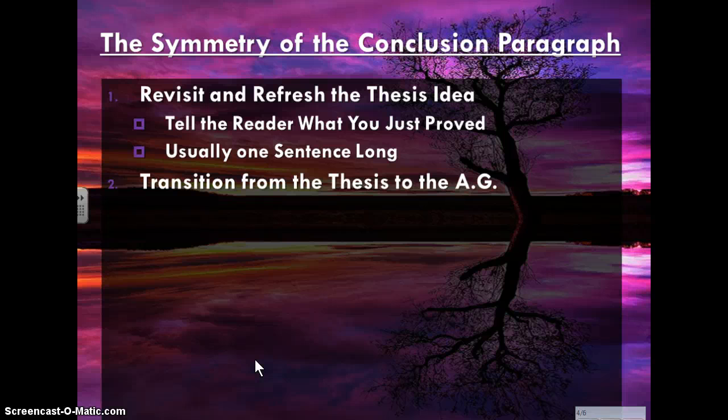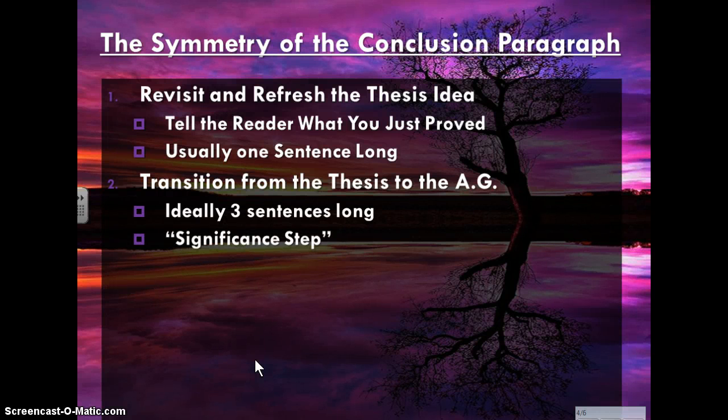The second part of the conclusion paragraph is going to be the transition sentences. Similar again to the introduction, you are transitioning from the thesis to the attention getter. Obviously in the conclusion it's backwards, but same kind of idea. However, the transitions are really important in a conclusion because they need to have what I like to call a significance step. And what that means is that you've gone through this whole paper, you've hopefully proved some kind of point. Why does that matter?